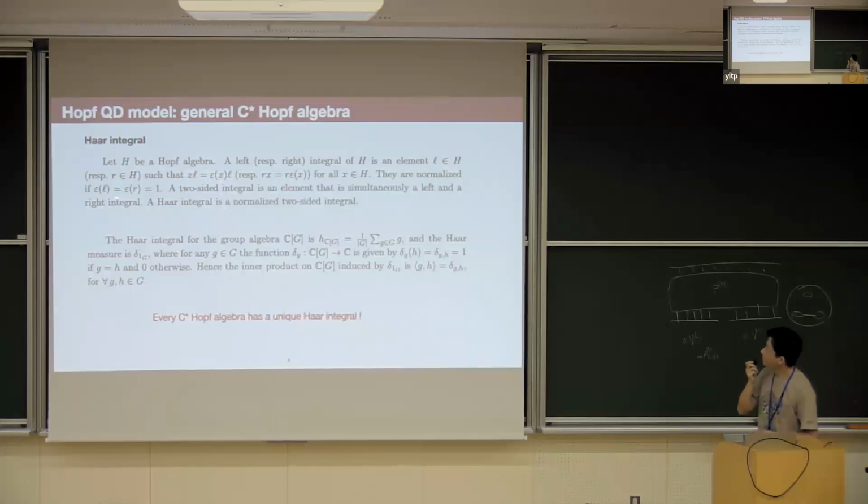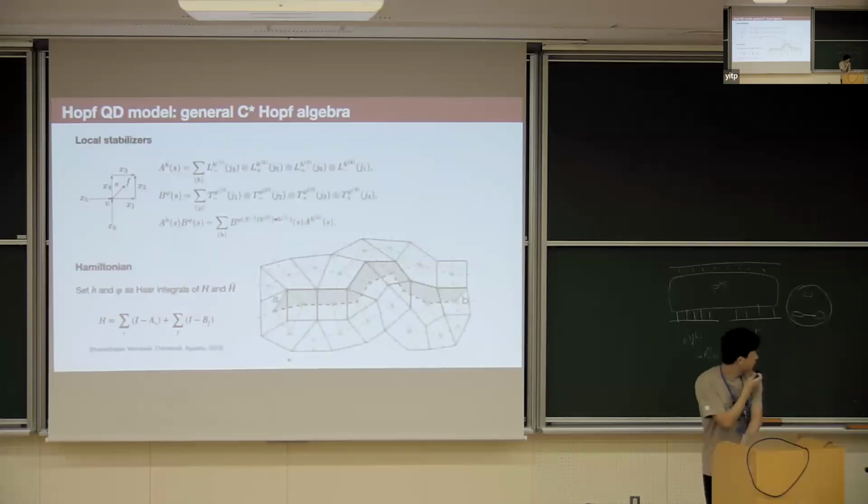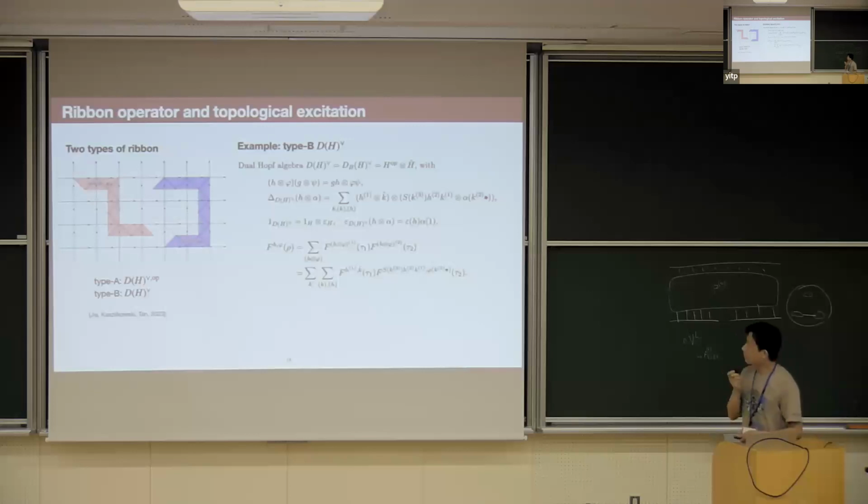And there is another requirement. This is called the left Hopf integral, and we can similarly define the right Hopf integral. If it satisfies this condition, then we call it a normalized Hopf integral, and if this element is a normalized two-sided integral, it's called a Hopf integral. And in this case, we can see that for the group case, the Hopf integral is just of this form, and for the dual algebra, the group algebra, the Hopf integral is just delta E. This is very crucial for the quantum double model. Now we know that.